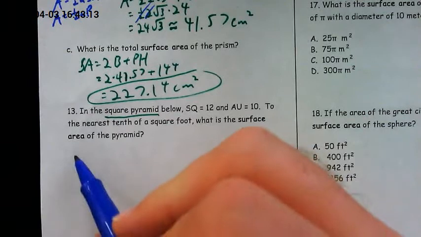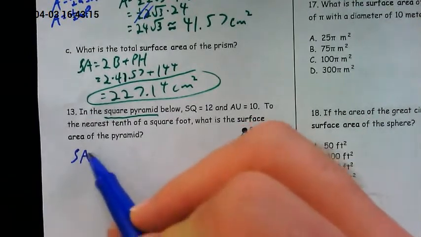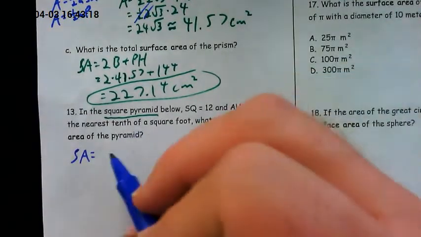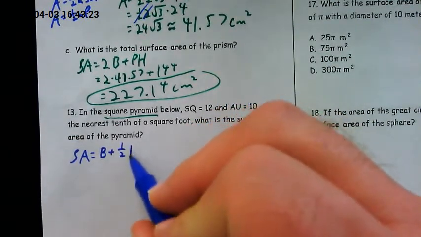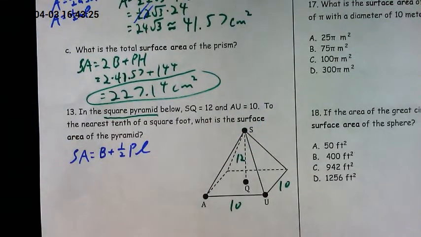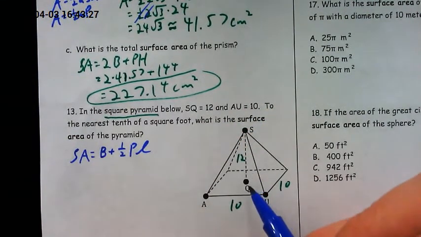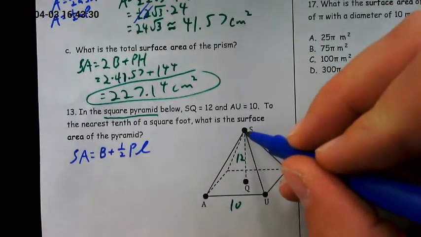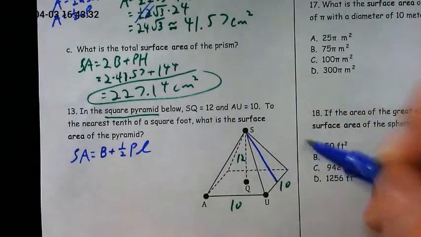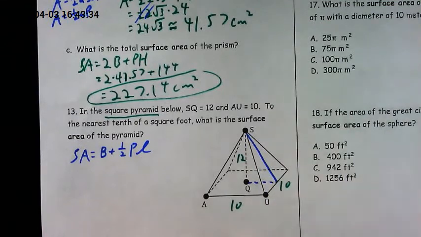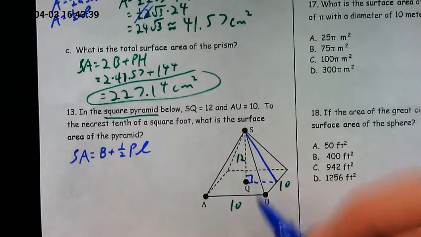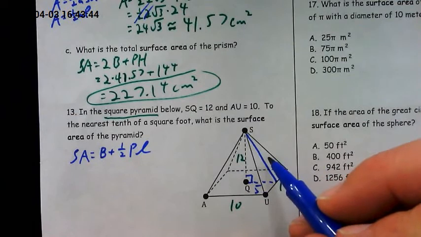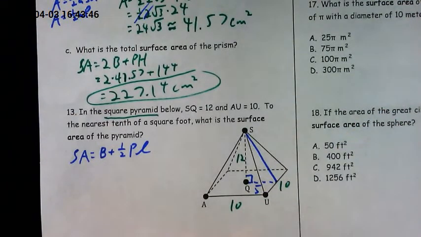Our formula for surface area of a pyramid is our base area plus 1/2 PL. So we have to find our slant height, which is right here. And I draw my apothem to complete a right triangle. So if that's 10, this would be 5. 5, 12, 13 makes a Pythagorean triple.